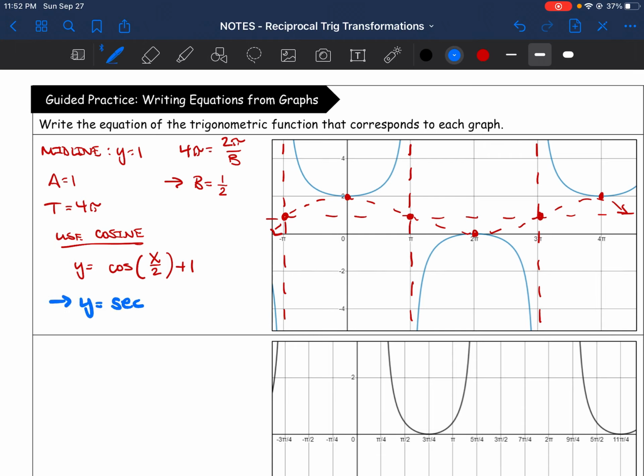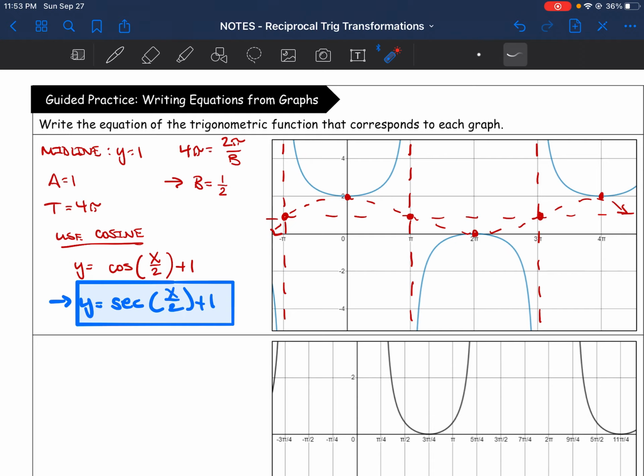Y equals secant x over 2 plus 1. And this is the function that we are interested in. This is the function that is right here in blue that we were trying to find the equation for. Okay, so again, the way that we approach that is we use the graph in blue.